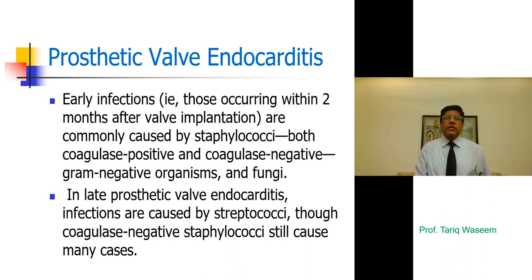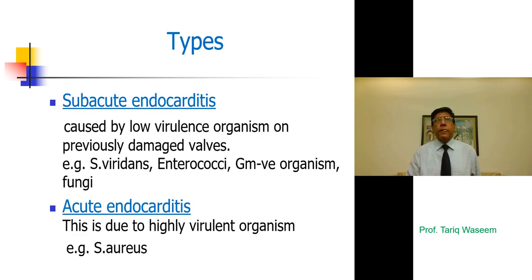As we already said, early infective endocarditis, which occurs within 2 months of replacement valve implantation, is usually Staphylococcus. It can be both coagulase positive or negative, and sometimes gram-negative bacteria or fungi can also be found. But in late prosthetic valve endocarditis, the infection is usually streptococcal, like in other native valve endocarditis, and it may be both. Sometimes coagulase-negative staphylococci can still be responsible for many of the patients who develop prosthetic valve endocarditis.